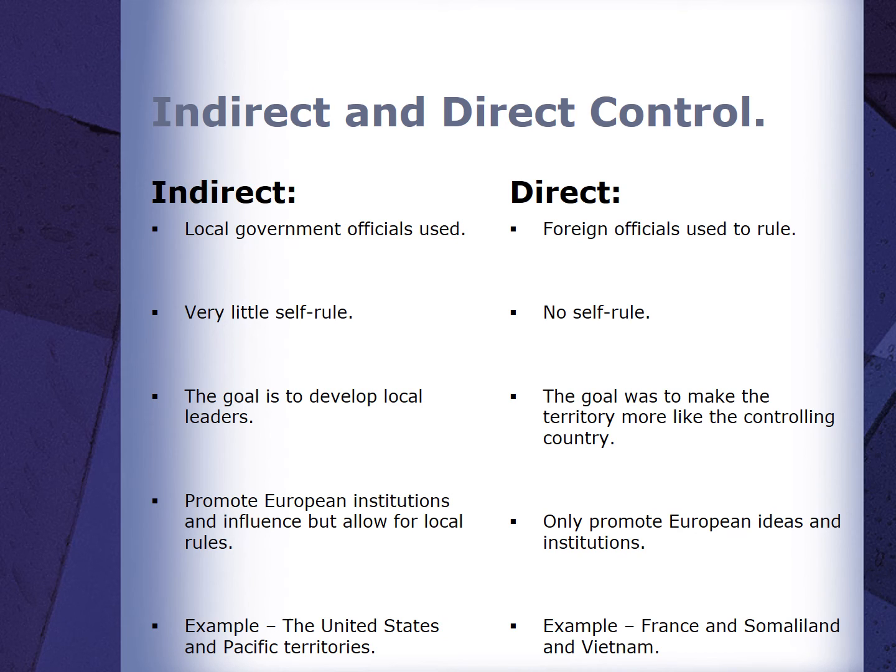And again, another example of this would be the United States and when we had our territories in the Pacific during this time. The United States also practiced indirect control.